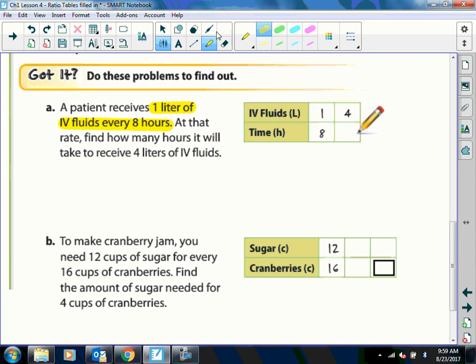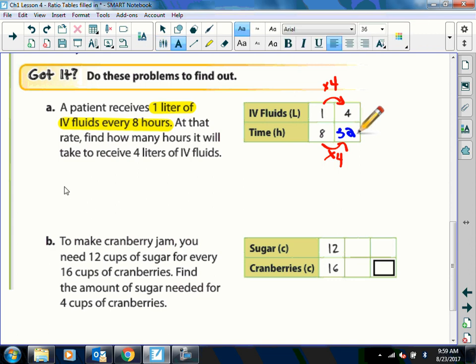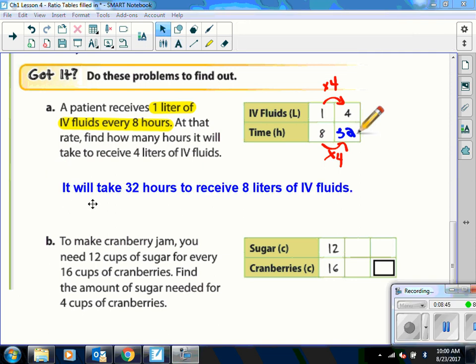Does everybody see that? So how am I going to go from 1 to 4? We're going to multiply by 4. So we're going to multiply by 4 up here, and we're going to multiply also by 4 down here. So 8 times 4 is 32. Very good. So writing our sentence, it will take 32 hours to receive 4 liters of IV fluids.